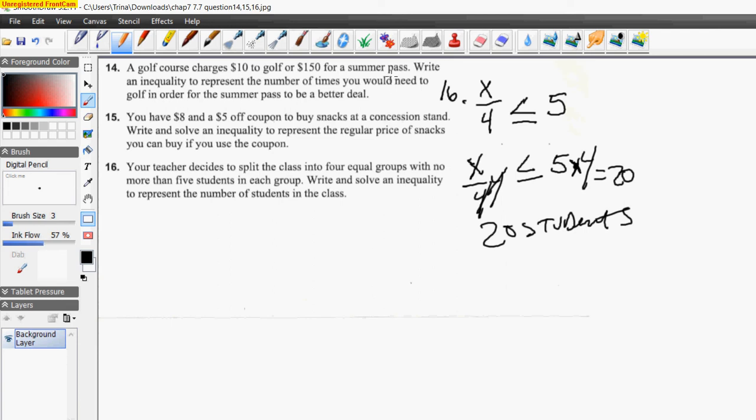We start out here, we set up the actual inequality. x over 4 is less than or equal to the actual 5. Then we have to cancel out the actual 4. x is alone. Okay, it's by itself. So it's less than or equal to, we have to put the 4 on that side. 5 times 4 equals 20. And it gives you that right there. So x is less than or equal to 20 students. Excellent, you all. Way to go. Good job.